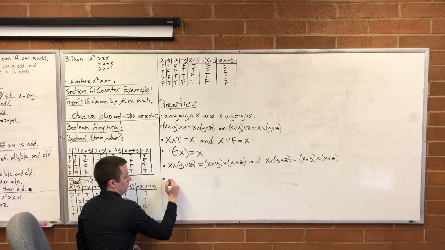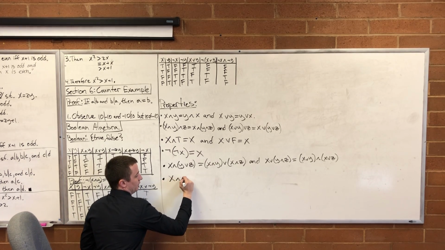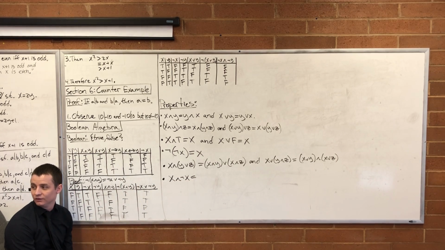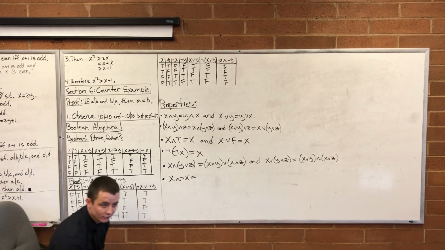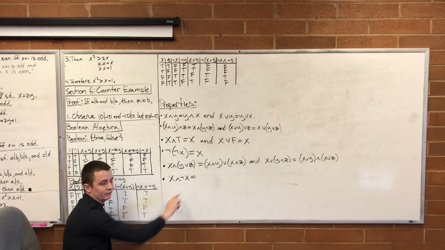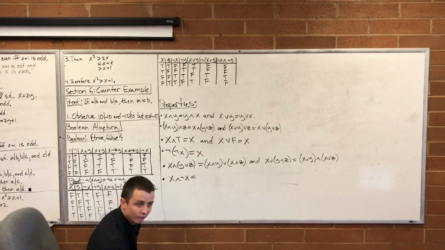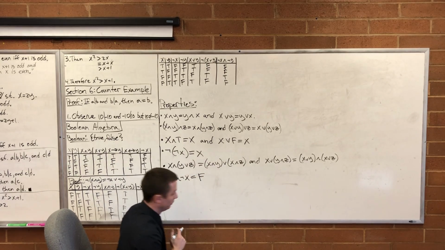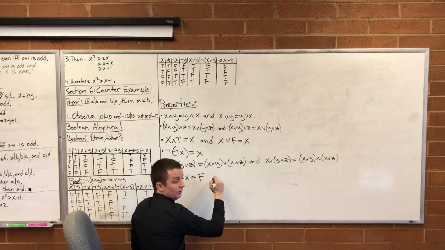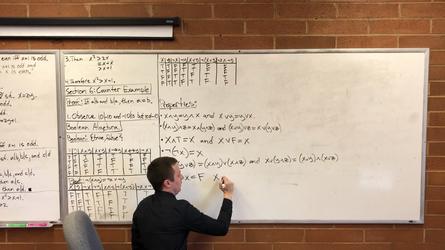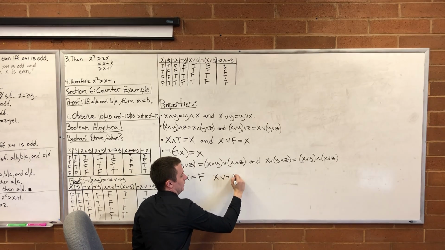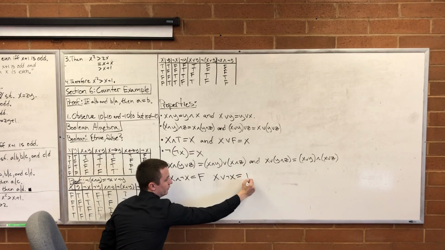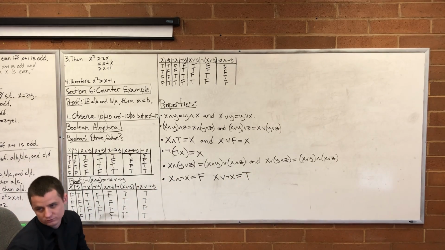This one, X and not X, what does that equal? False. The sky's blue and the sky's not blue is always false. A statement and its contradiction can't both be true. Similarly, X or not X is true. The sky's blue or the sky's not blue.